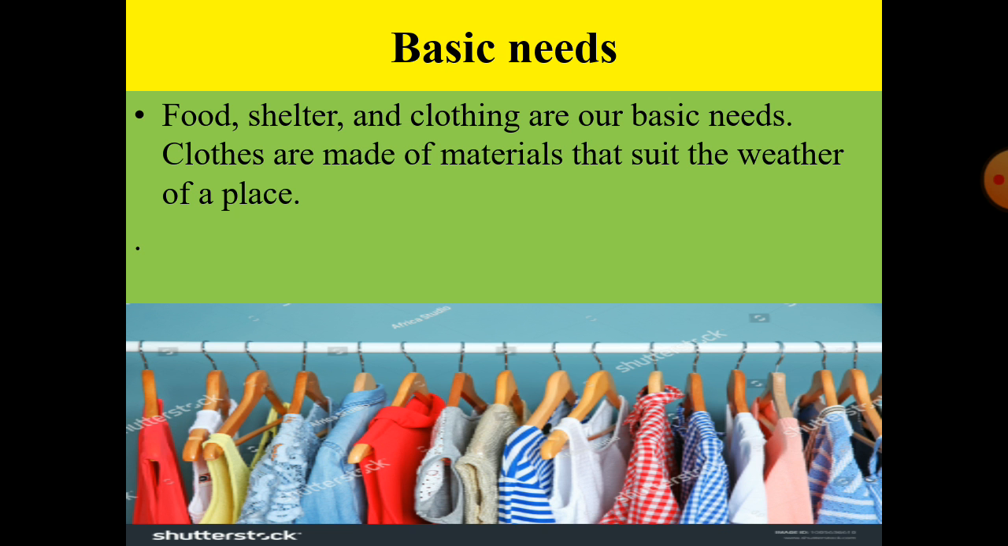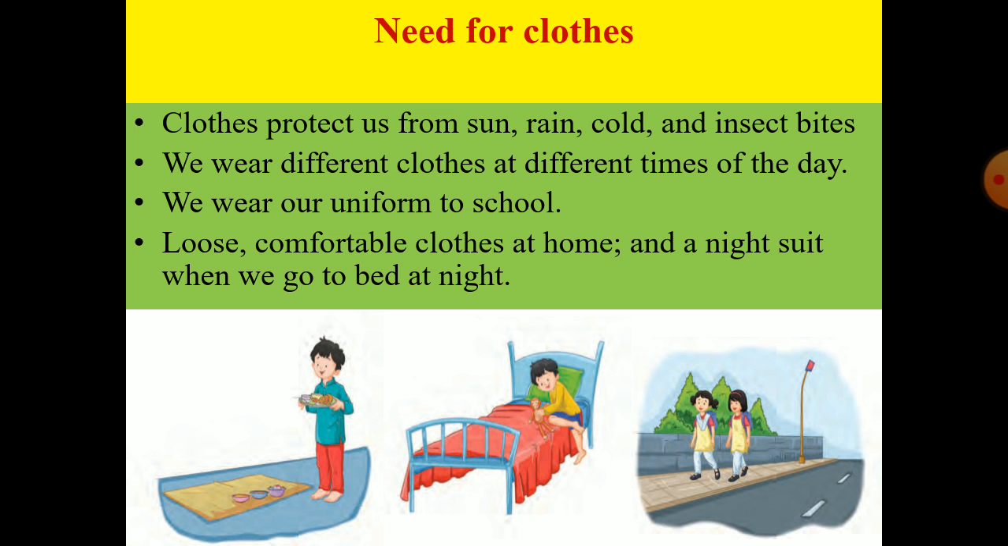Basic needs. So what are our basic needs? Food, shelter and clothing are our basic needs. Clothes are made of materials that suit the weather of a place. Need for clothes. Why do we need clothes? We need clothes to protect ourselves from sun, rain, cold, and insect bites.